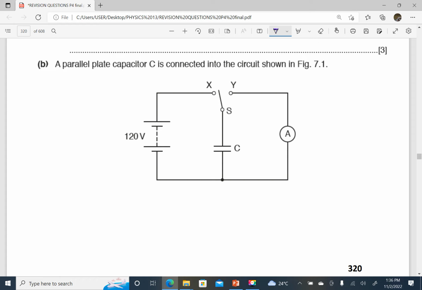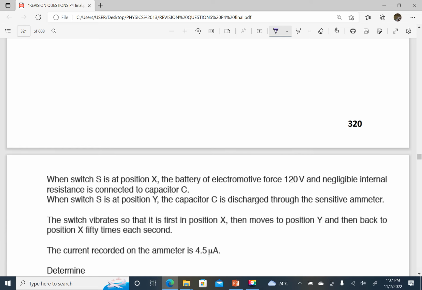We can turn the switch to X, the capacitor charges. We turn the switch to Y, and the capacitor discharges, there's a reading in the ammeter. When the switch S is at position X, the battery of EMF 120 V and negligible internal resistance is connected to capacitor C. When switch S is at position Y, the capacitor C is discharged through the sensitive ammeter. The switch vibrates so that it is first in position X, then moves to position Y, then back to position X 50 times each second.